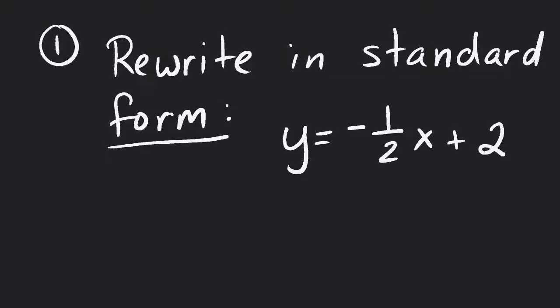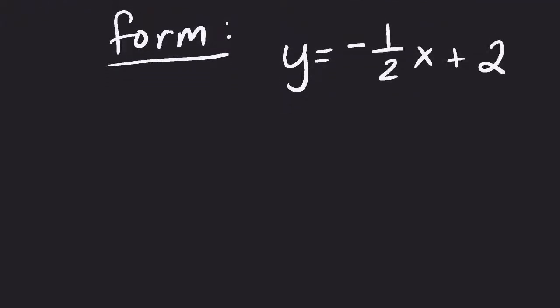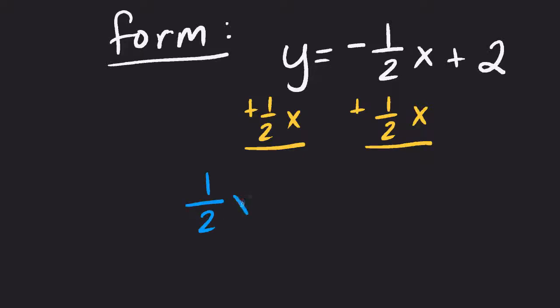So let's go through the steps and see what we could do. First thing is, I'm going to add 1/2 x to both sides, because remember, my goal is to get the x and the y on the same side. When I do that, I've got 1/2 x plus y is now equal to 2. Now we have the x and the y on the left side. The constant value is all alone on the right.